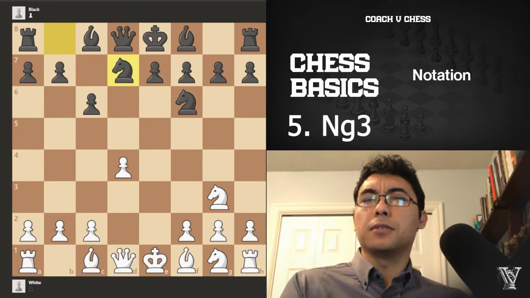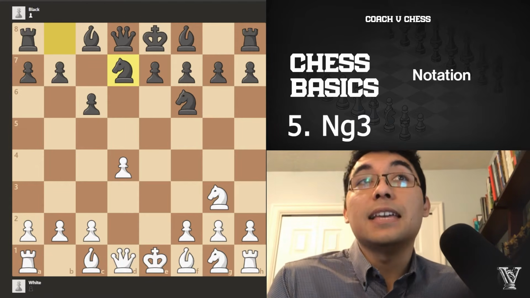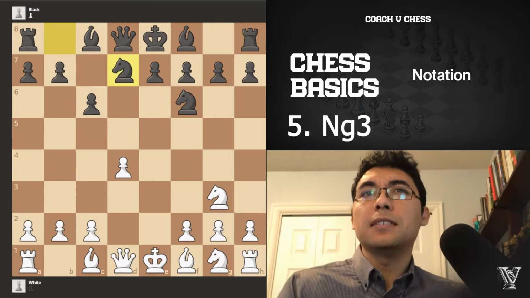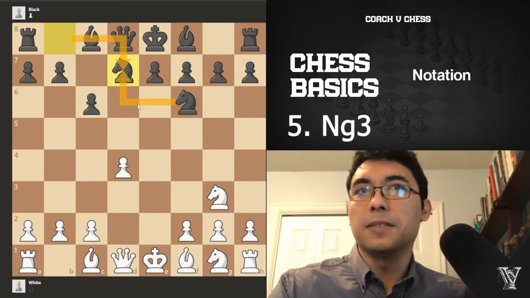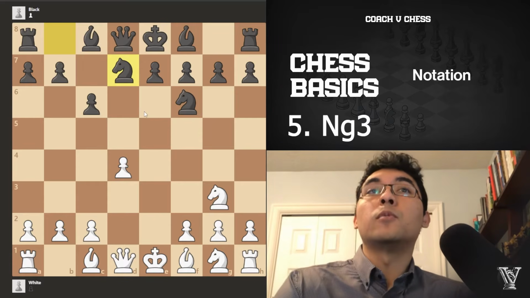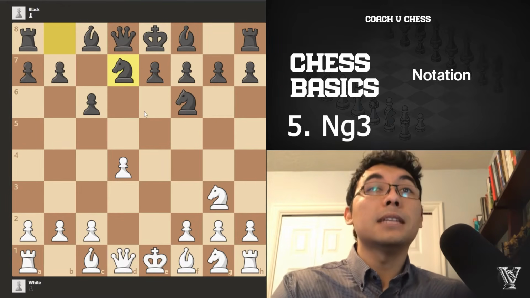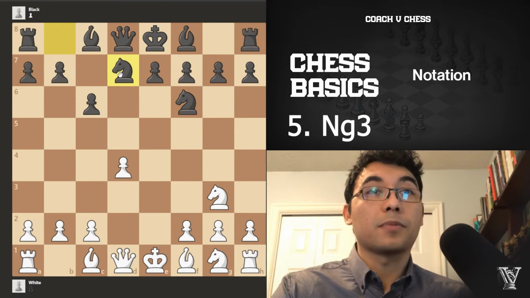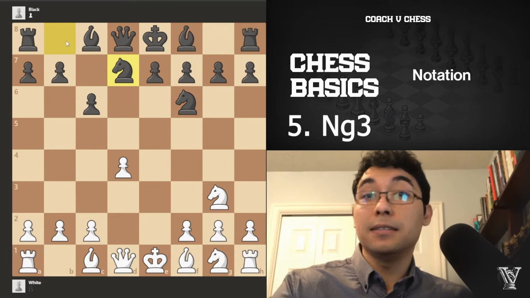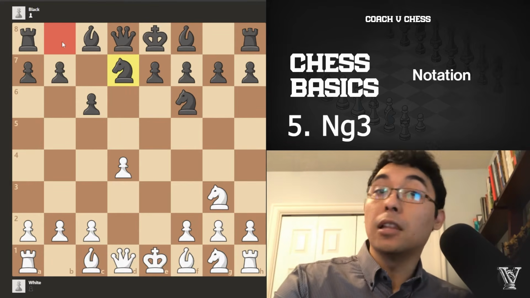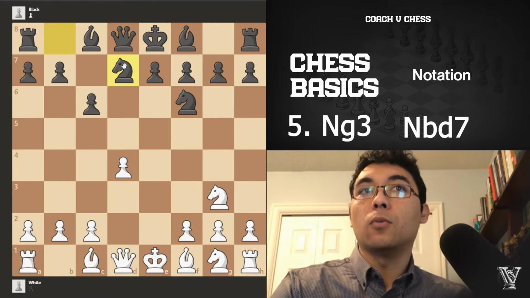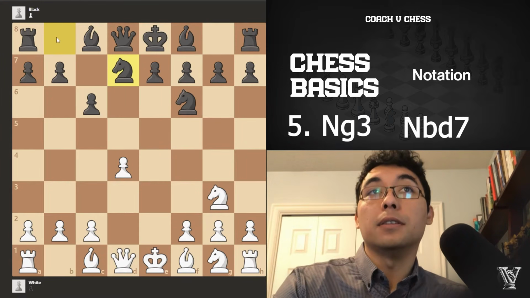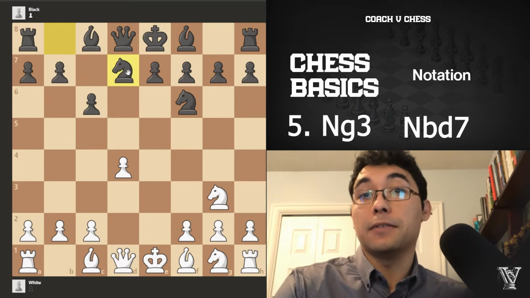Now, in this position, we have ND7, but you can tell that both knights can go to D7, right? So in this case, we can try to be a little bit more detailed about which knight is going to the D7 square. In this case, we can write it as capital N, B, lowercase, D7 in lowercase. So we're saying that the knight on the B file went to D7.